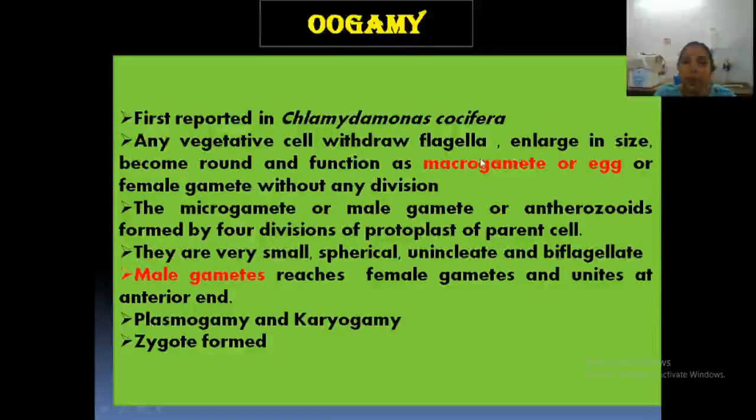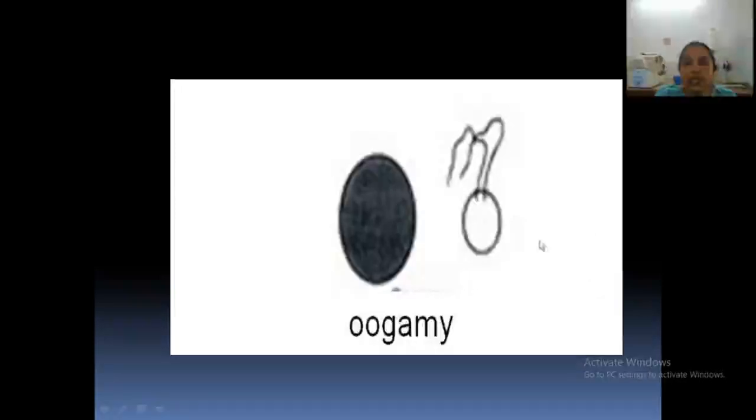Here what happens is the vegetative cell withdraws flagella, enlarges in size and functions as a macrogamete or egg, and that undergoes rest. Then the male gametes are very small, microgametes, also known as androzoids. They are biflagellate, fast moving, and they reach the female gamete or egg, fusion takes place and it rounds off and the zygote is formed. Okay. See, this is oogamy. Only the male gamete is flagellate and it fuses with the female gamete or egg.